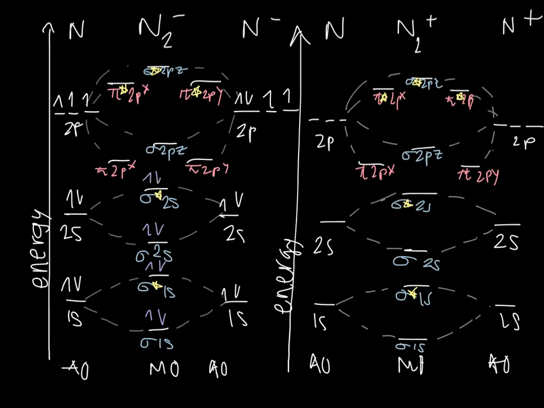Now we will move on to the 2p orbitals. Since we have 7 total electrons, we will start filling from bottom up, starting with the pi bonds.